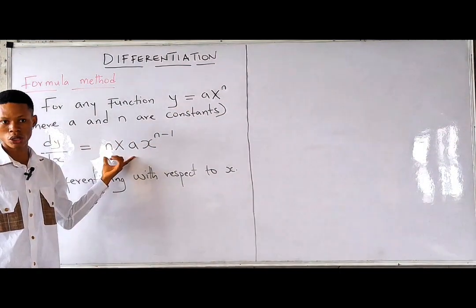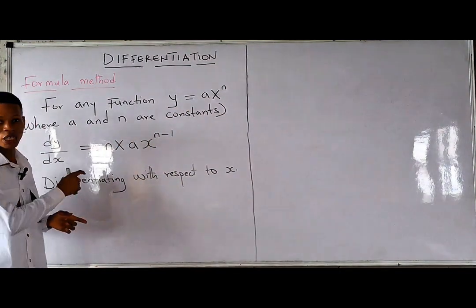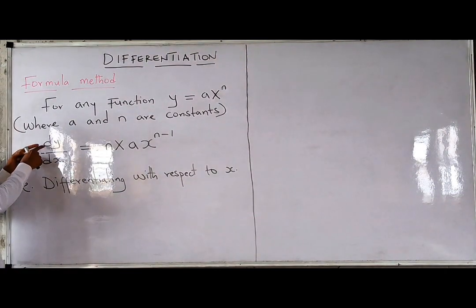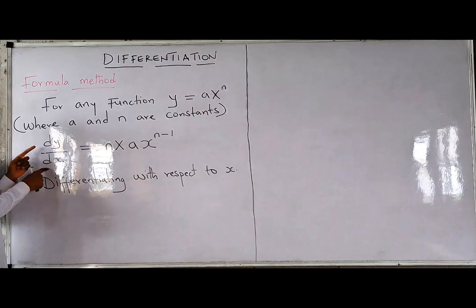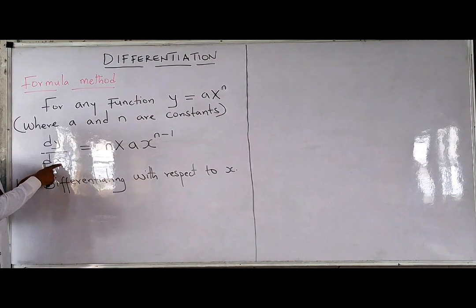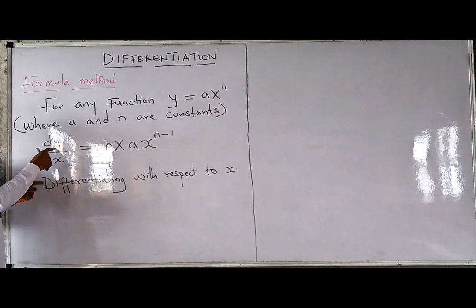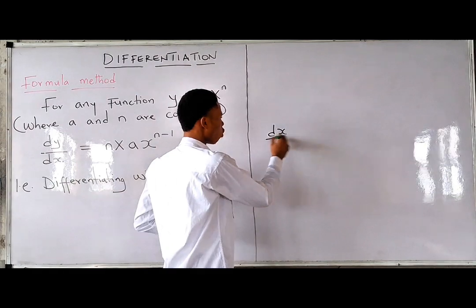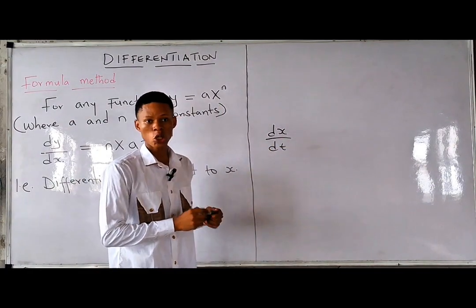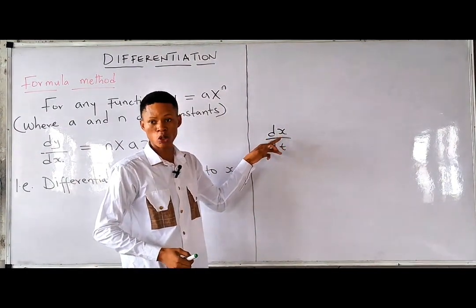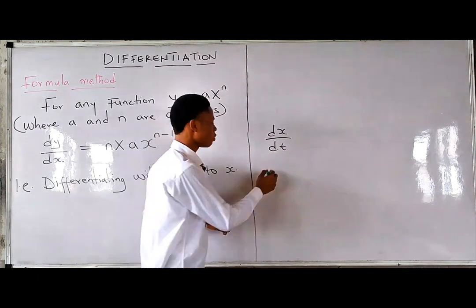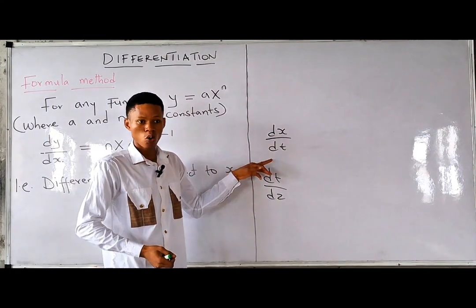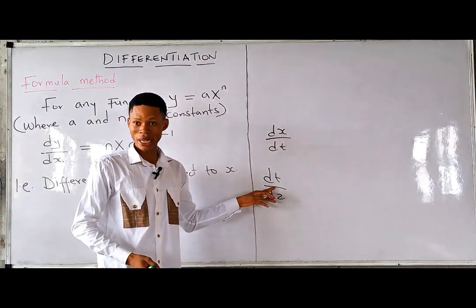Now, if you are given any value to differentiate, this is the formula we use. First, if you are asked to differentiate, you always start with dy over dx. dy over dx equal to, this means you are differentiating y with respect to x. If you write something like dx over dt, what it means is you are differentiating x with respect to t. If you are given dt over dz, it means you are differentiating t with respect to z. Do you get that?